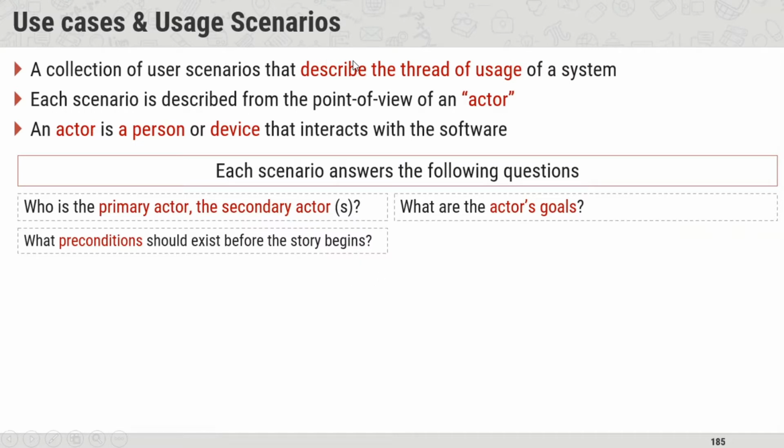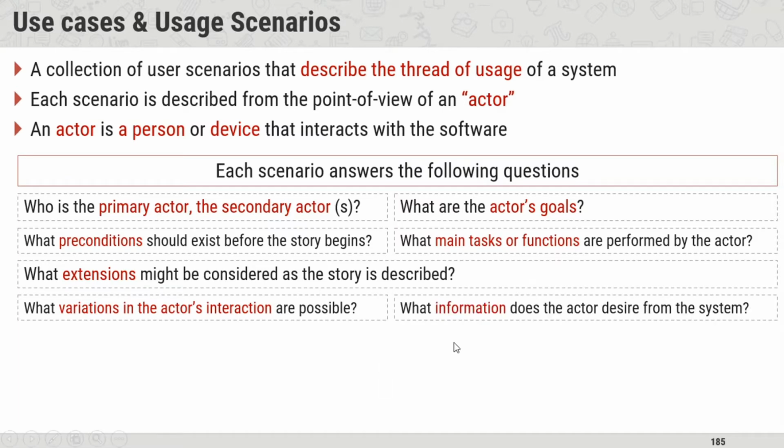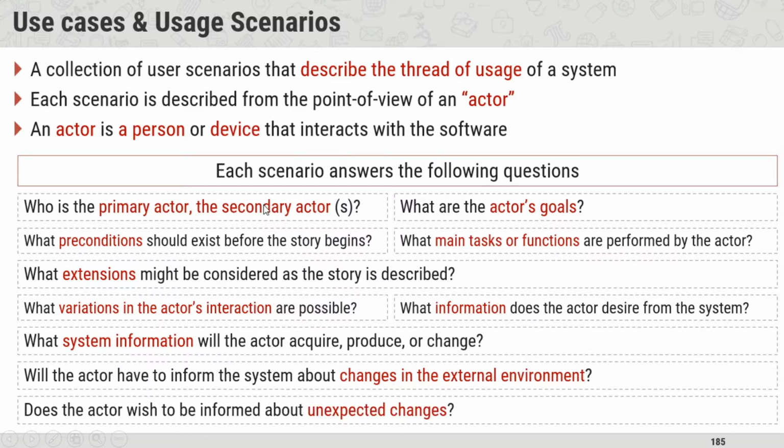Now your user scenario is a kind of story, where you are just providing, when you want to perform any functionality, what kind of things you will do. So who will be this actor and who will be the second actor? What is the goal? All these things you will add into that particular story. So what main task or function are performed by the actor? What extension might be considered as the story is described? What variations in the actor interaction are possible? So all these things are described by your usage scenario.